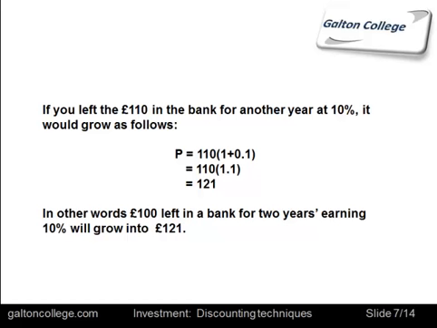If you left this £110 in the bank for an extra year, then it would grow by another 10%. So we'd have £110 growing by 1.1, which would grow into 121. In other words, £100 left in the bank for 2 years, earning 10%, will grow into £121.